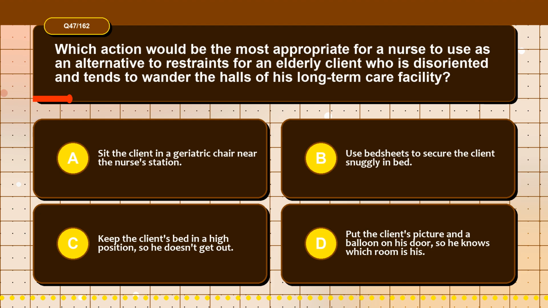Question 47. Which action would be the most appropriate for a nurse to use as an alternative to restraints for an elderly client who is disoriented and tends to wander the halls of his long-term care facility? Here are the options. Option A. Sit the client in a geriatric chair near the nurse's station. Option B. Use bedsheets to secure the client snugly in bed. Option C. Keep the client's bed in a high position so he doesn't get out. Option D. Put the client's picture and a balloon on his door so he knows which room is his.